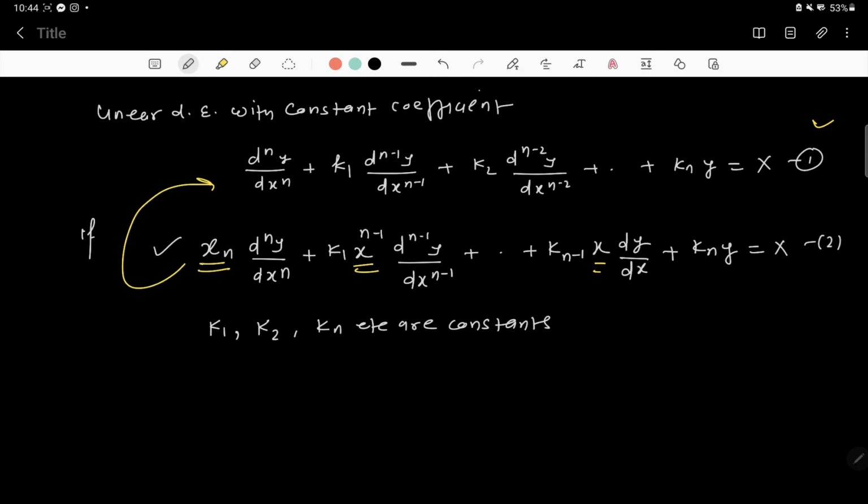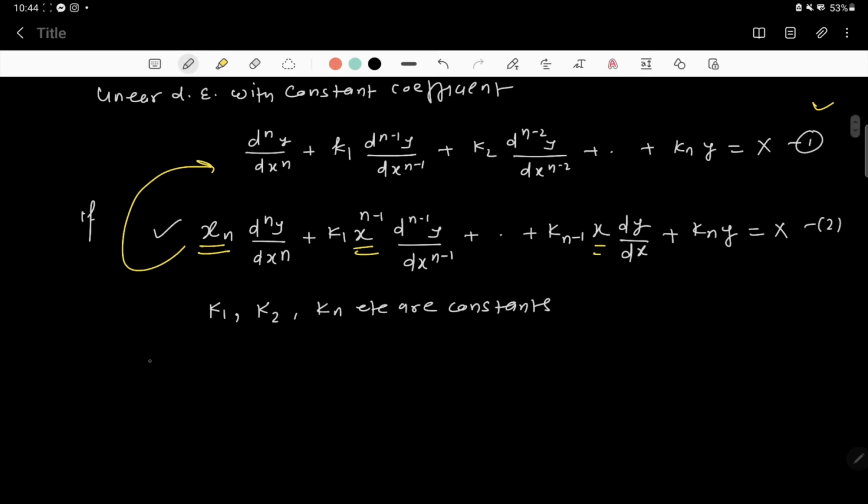So what is the procedure? We consider x is equal to e^z, so z is equal to log of x, and dz/dx will be 1/x. So basically we are changing the independent variable; x will be converted to z. How is it possible? Let's check.